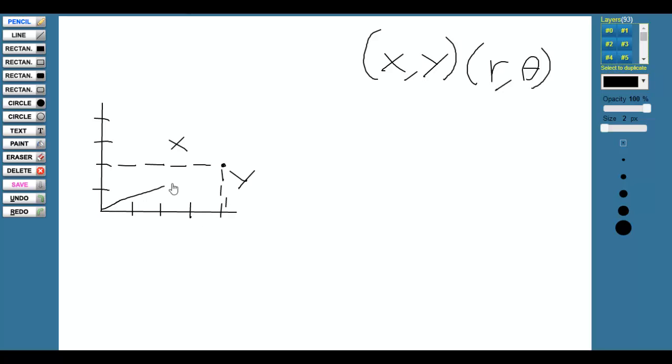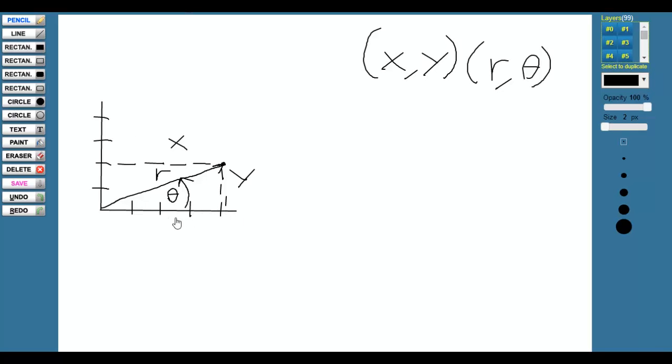However, r is the distance directly from the origin to the point. Also, when you are talking about the origin in polar graphs, you usually refer to it as the pole. So this is r. Theta is the angle between the positive x-axis and the line of r, right here.